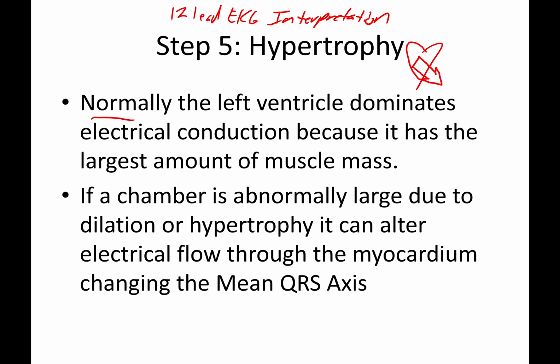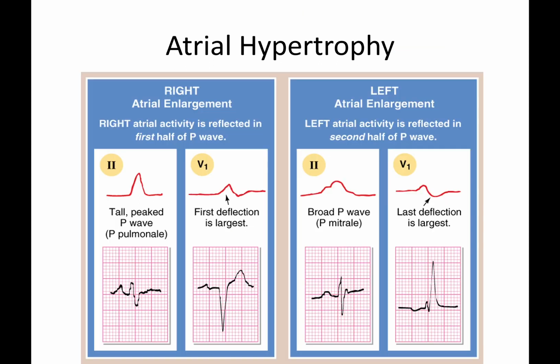However, if for whatever reason the heart is misshapen, it will cause a change in the way the electricity flows through the heart. That is to simply say, hypertrophy or increase in muscle mass or even dilation alters the mean QRS. So let's walk through some examples and we'll show you how.